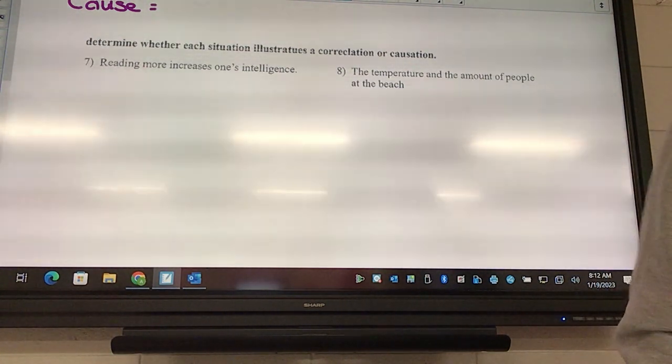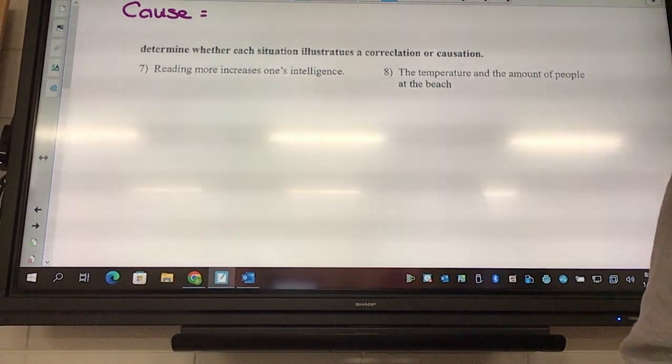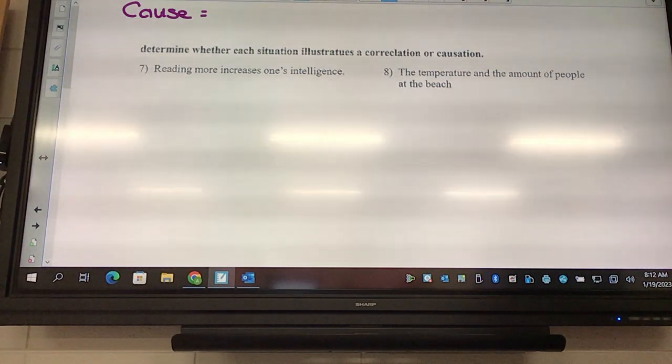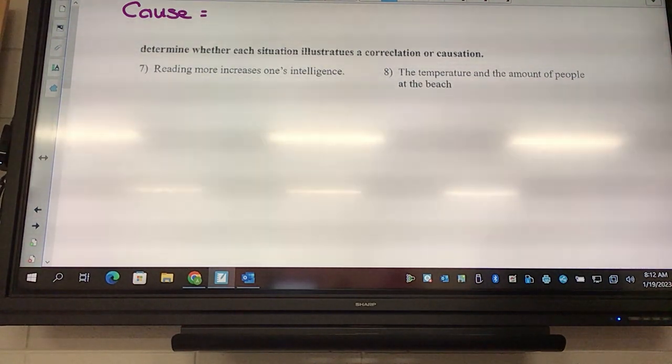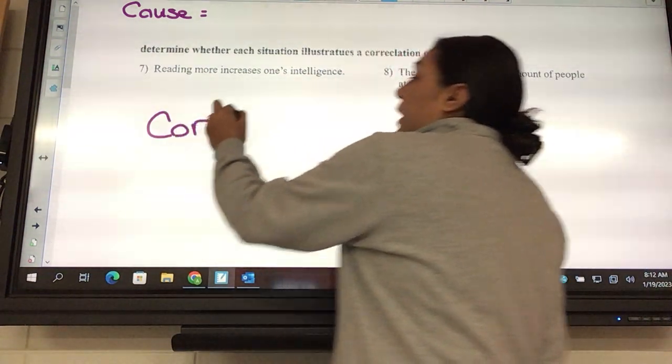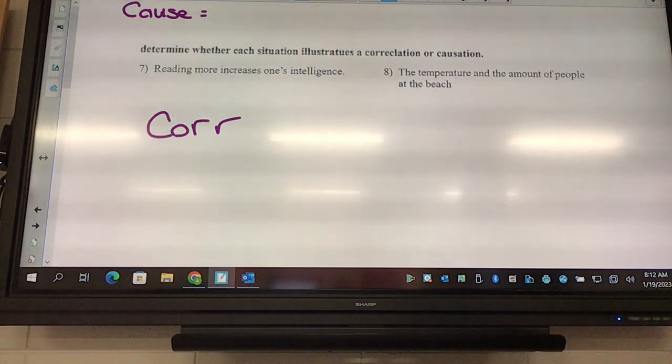Okay, so reading more increases one's intelligence. So no matter how much I read, I'm going to be smart? No, there's people that read all the time and they're dumber than a box of rocks, right? Okay, that's a correlation. If it was that true, everyone would be a genius, right? All you had to do was go to the library.